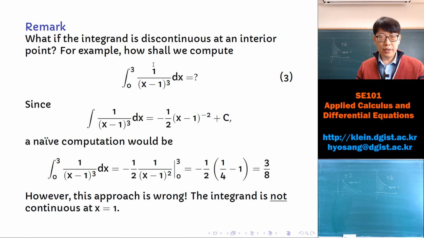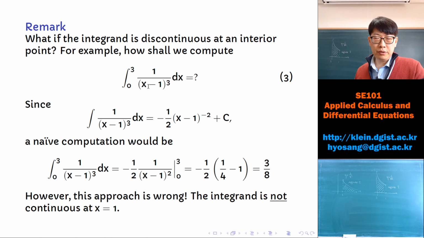Okay, here's a tricky problem. Suppose that we have 1 over (x minus 1) cubed, and we are taking a definite integral from 0 to 3. Now, it seems like a definite integral because at the limit points 0 and 3, the function 1 over (x minus 1) cubed is continuous. It's well defined.